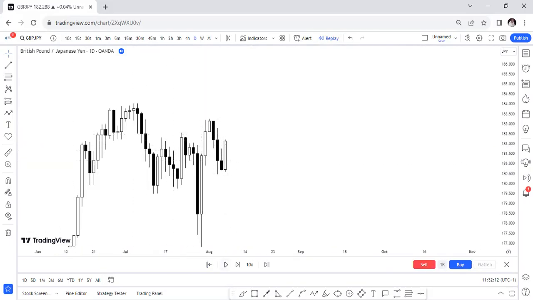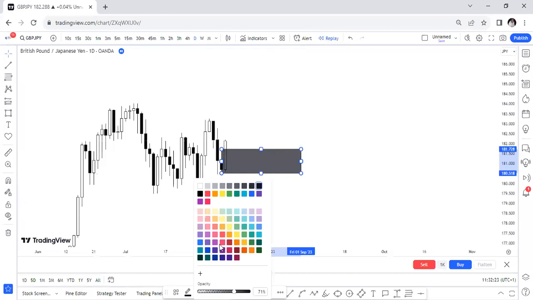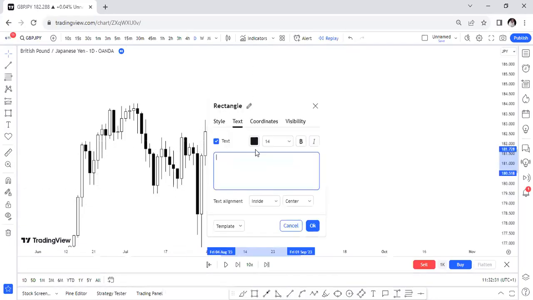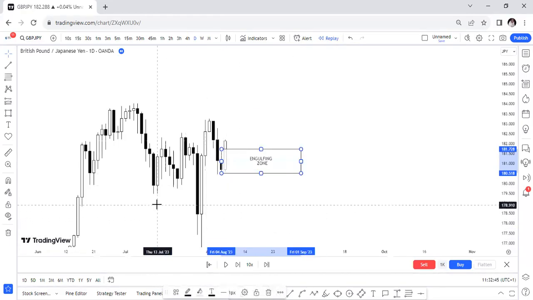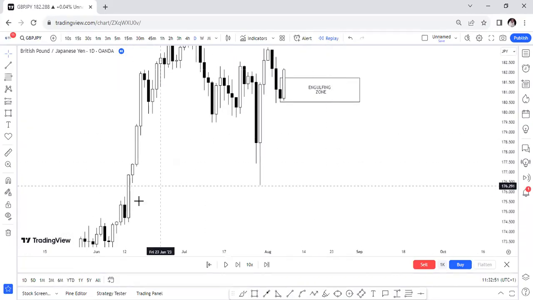So what you need to do is to mark out, is this a bullish engulfing? I will not mark out this place like this. For me, it's too high, it's too large. What I will do is, this is the engulfing zone. But if you are comfortable with it, that's fine. This is the engulfing zone.